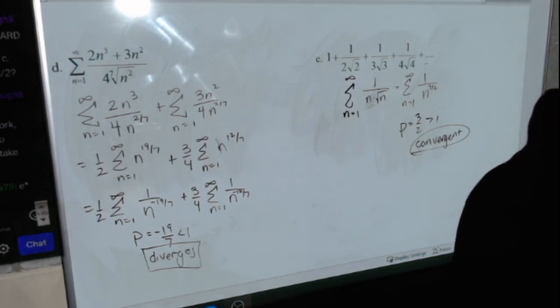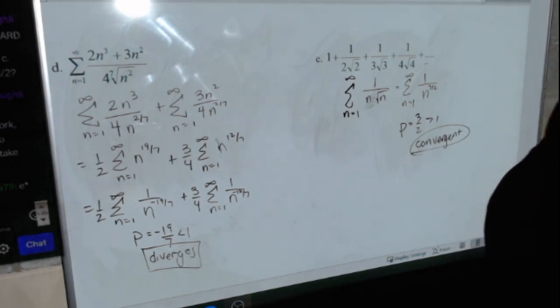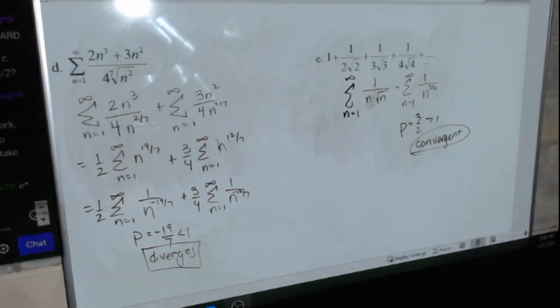So if you see a p series, then you can use that test. All you have to do is write it in the correct form, show what p equals, and then tell whether it converges or diverges. So again, not a lot of hard work to be done. Just got to get everything in the right form.